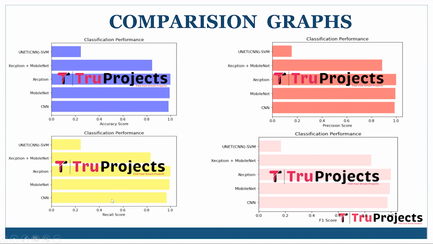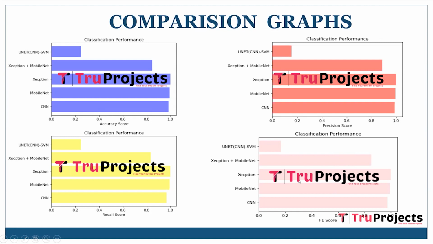Here we have the recall score graph. In this graph also, the x-axis represents the recall score of each algorithm and the y-axis represents algorithm names. Recall is also known as sensitivity or true positive rate. It is the ratio of true positives to the total actual positives, measuring a model's ability to capture all relevant instances. And here we have the F1 score graph.